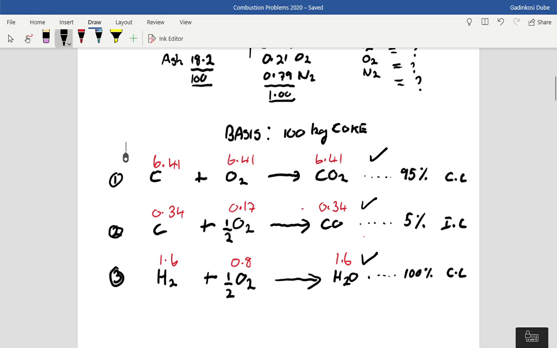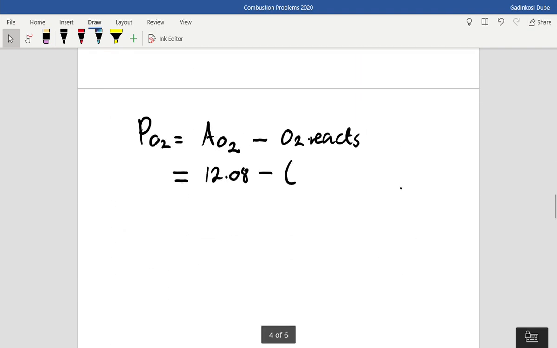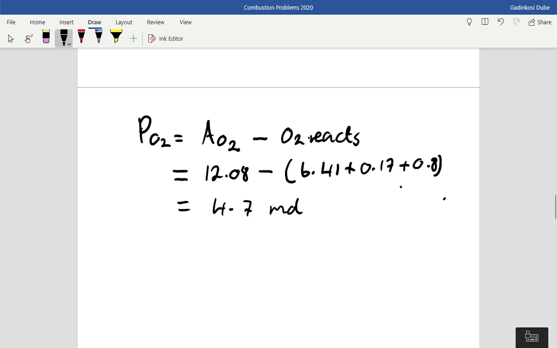So now let's move forward. Let me just go down, so that we can sum up the whole process. So now oxygen that reacts in the first equation, second equation, and third equation. We've been given the values, so you just write them down and sum them up. 6.41 plus 0.17 plus 0.8, and then you get 4.7 moles. So this is the oxygen unreacted. It's 4.7. That's why it's recovered on the product side. So this is the oxygen that is unreacted. That's very important to know.